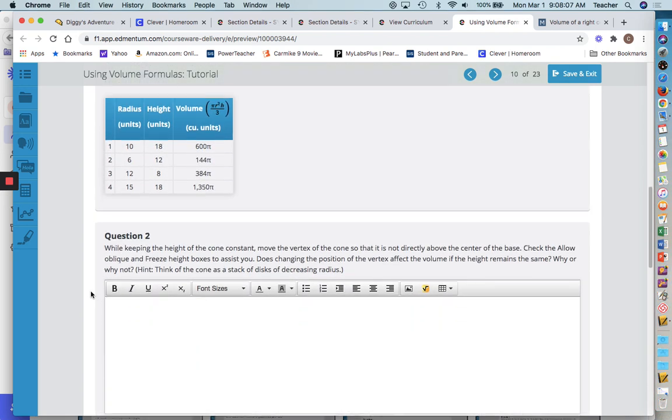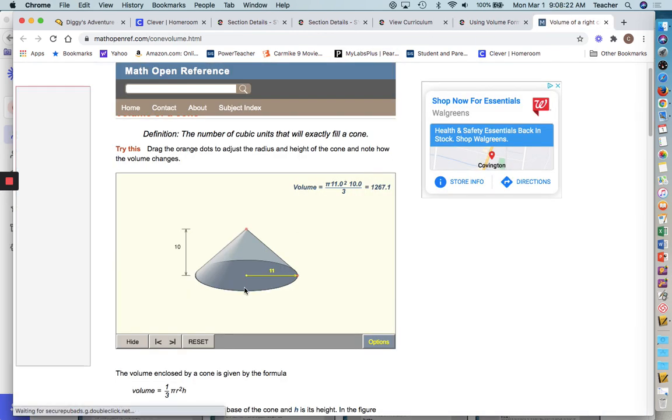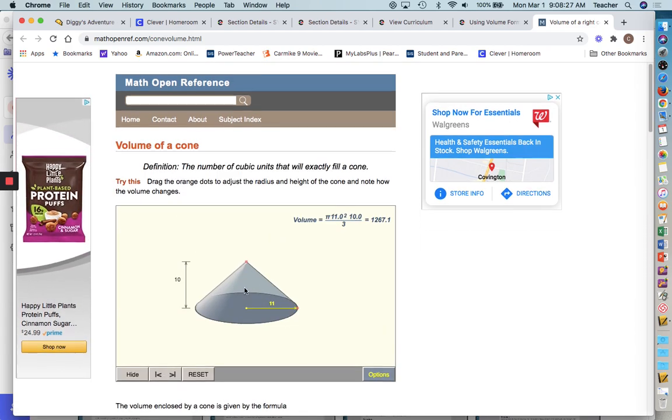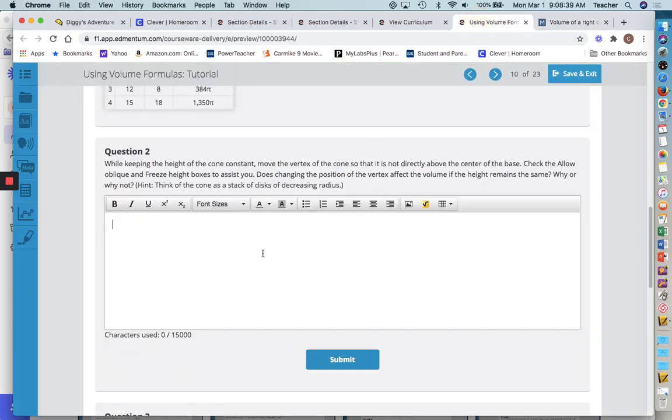All right, so let's see what else here. While keeping the height of the cone constant, move the vertex of the cone so it's not directly above the center of the base. Check the allow oblique and freeze height boxes to assist you. Is there another one down here? Because I don't see a freeze height. Where's my options? Oh, okay. Allow oblique, freeze height. All right, so we're going to move that over. All right. Well, it doesn't change anything. Is that what they're asking? Does changing the position of the vertex affect the volume?